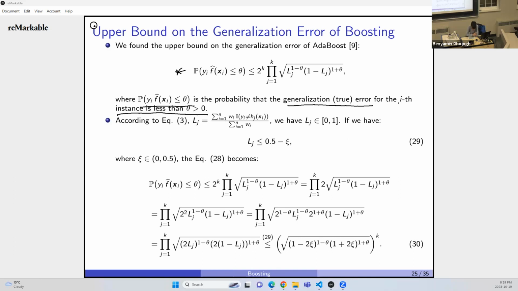Okay. Now, do remember Lj was this, equation 3, the definition of the loss of the Jth model. Lj as a result is between 0 and 1. Do you agree? Because it's normalized. C is numerator, denominator, right? So what if we have this? What is this? Can you tell me? Equation 29. I'm waiting for your answer.